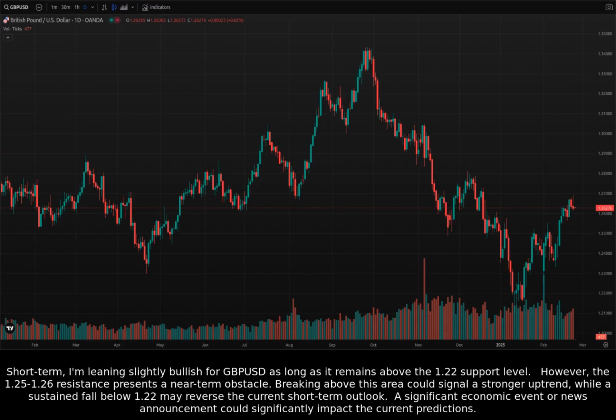Short term, I'm leaning slightly bullish for GBPUSD as long as it remains above the 1.22 support level. However, the 1.25 to 1.26 resistance presents a near-term obstacle. Breaking above this area could signal a stronger uptrend, while a sustained fall below 1.22 may reverse the current short-term outlook. A significant economic event or news announcement could significantly impact the current predictions.